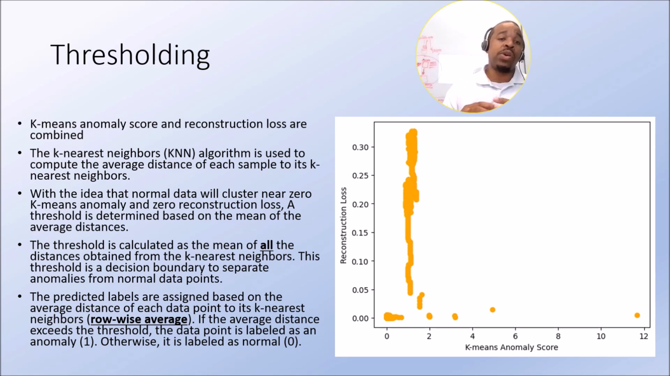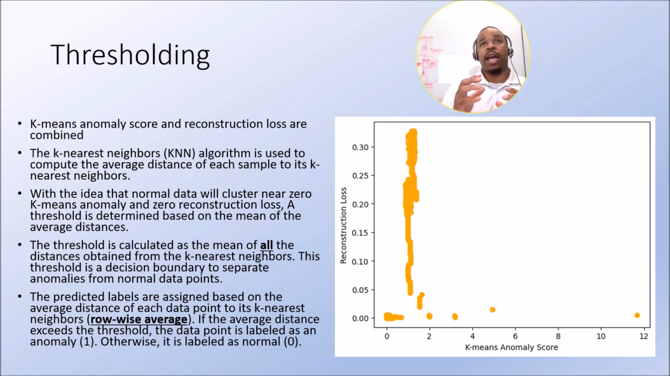After that's done, we're going to iterate through each row of the 8,000 samples and get the average of all 6,000 neighbors. And if it's greater than the threshold, then it's going to be labeled an anomaly. If it's less, then it's going to be labeled normal.